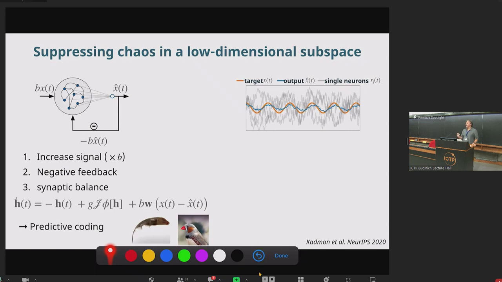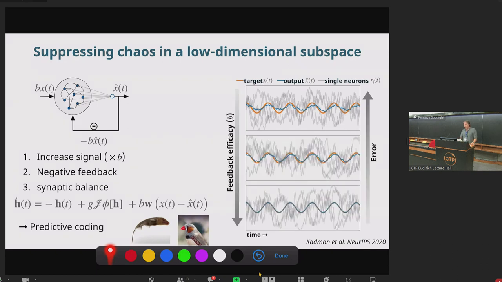Why is it predictive coding? Because what the neurons are now coding is not X, but the deviation from the expectation of X, the deviation between X and X hat. This is known to be very efficient energetically, or firing-level wise, and it has also been found in different animal systems. And we can see what happens on the right.